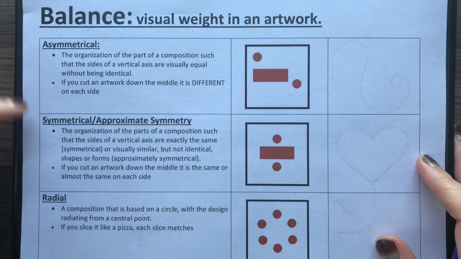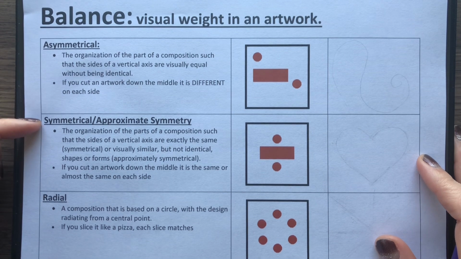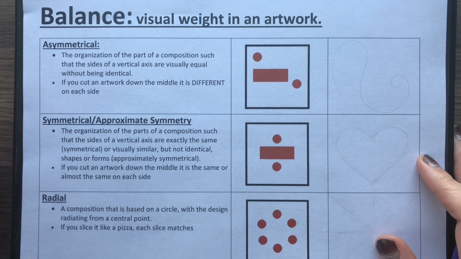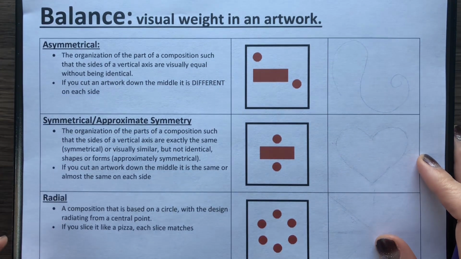So today we're going to be talking about visual balance in an artwork. There's multiple types of balance that you can find in an artwork. You can have asymmetrical, that's the one that we're going to start with. You can have symmetrical or approximate symmetry. Those ones are really connected, very similar. And then radial symmetry. So we're going to go through all of these together.